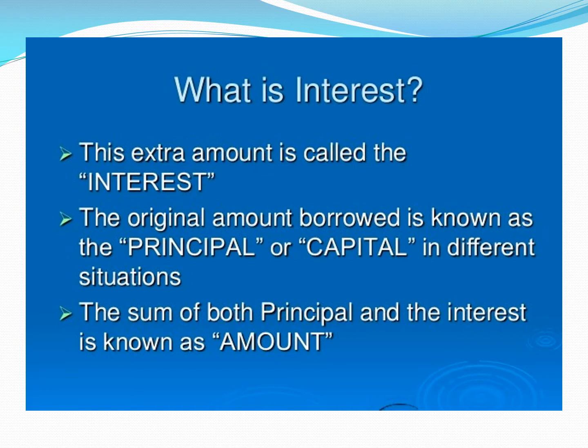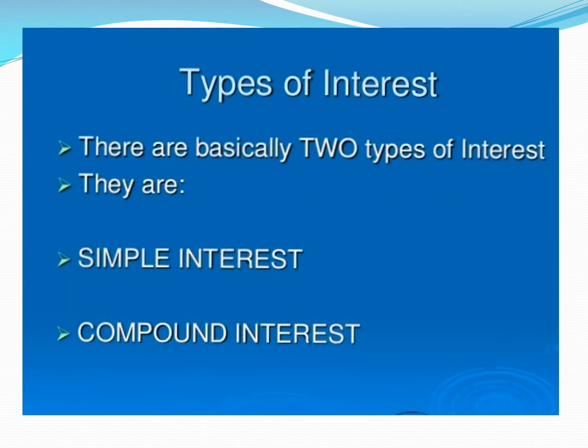This extra amount is called interest. The original amount borrowed is known as the principal or capital in different situations. The sum of both principal and the interest is known as amount. There are some types of interest. There are basically two types of interest. They are simple interest and compound interest.